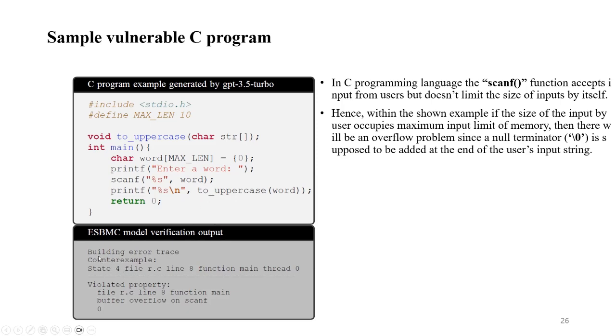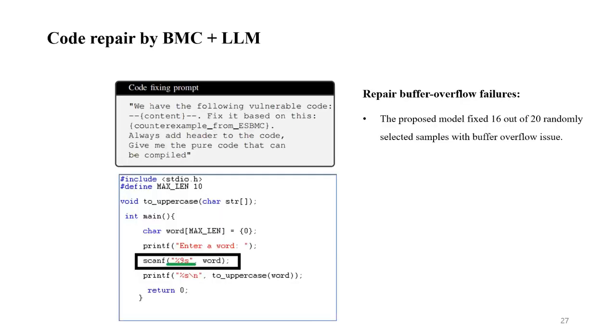If you consider this ESBMC model verification output, it describes all the properties, all the verification details, the error trace, the counterexample details, the file number and line number of this vulnerable code, and the cause of this property violation. So in this way, it will show us the details of this error.